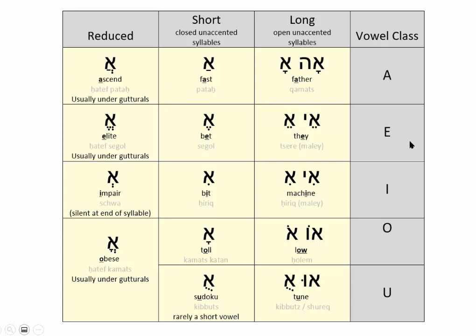The next class is the E-class vowels. And the long E vowel makes a sound kind of like an EI or an EY, like in the word they. Again, this vowel called tsere can have a mater lectionis. It can have a consonant that historically represented this vowel, or it can stand alone. The short E vowel is called segol, and it's pronounced like the E in the word bet.